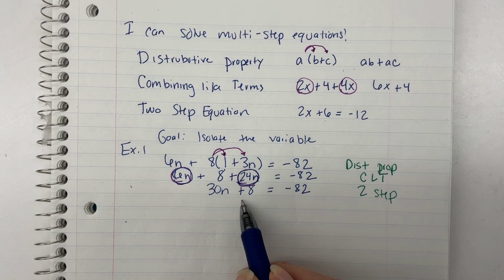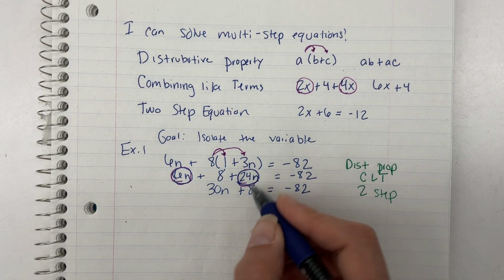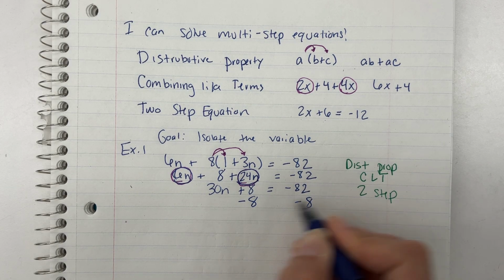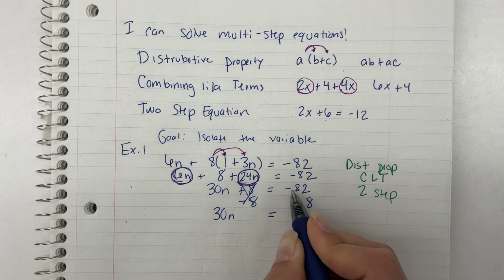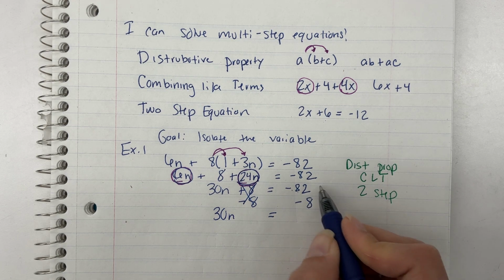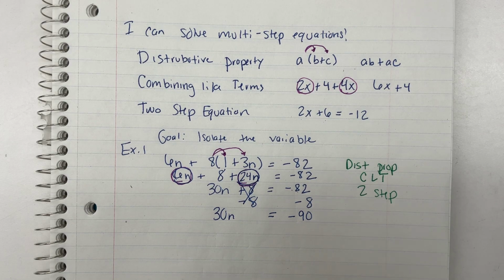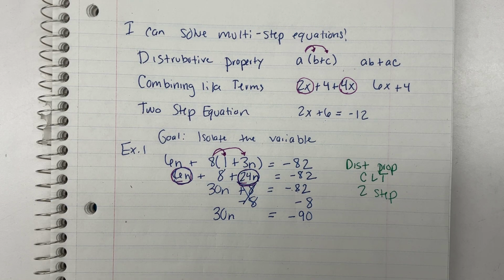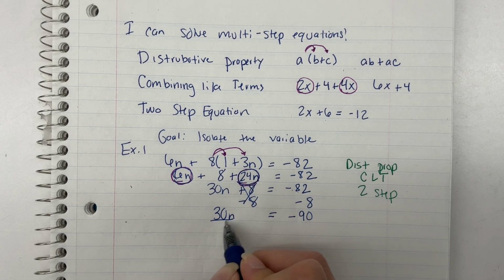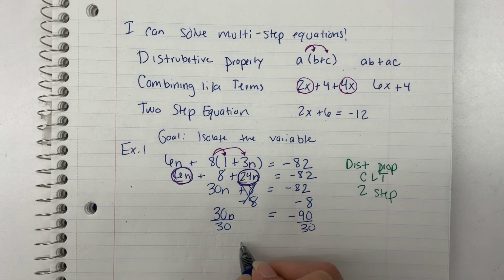So my third wheel, or my constant, the one not stuck to the variable, is 8. We're going to subtract 8 on both sides. We then get 30n over here. This goes away. We have negative 82 minus 8, which is negative 90. Now you can always pause the video and work on it yourself. Try it out first, because we've done two-step equations, to see if you can get it by yourself. Then we're going to divide by 30 on both sides, and n is equal to negative 3.